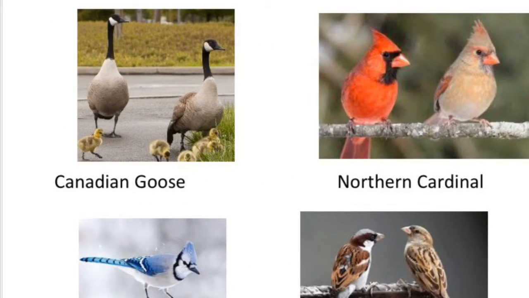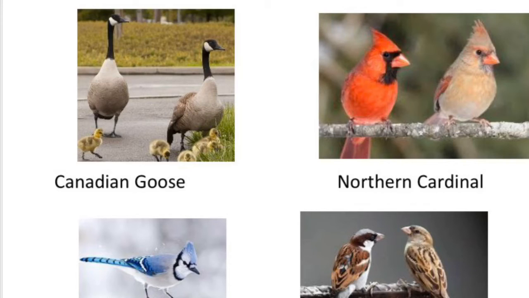Okay, so now we're going to look at some ways to identify birds. And one is by their size. You can see how big the Canadian goose is. He's probably about a foot, maybe a couple feet tall. And then you've got sparrows that are fairly small. So that's one way to identify birds, just by the mere size of them.